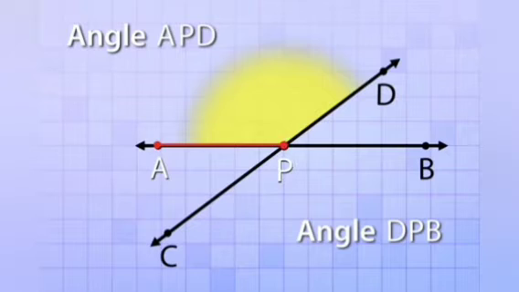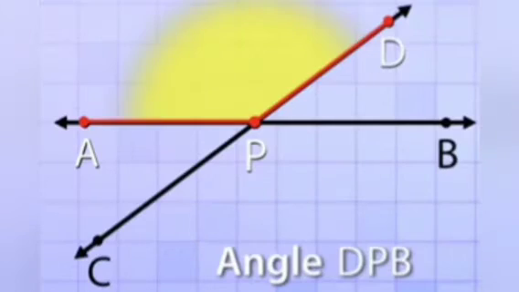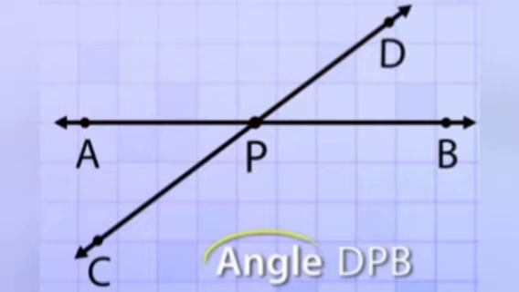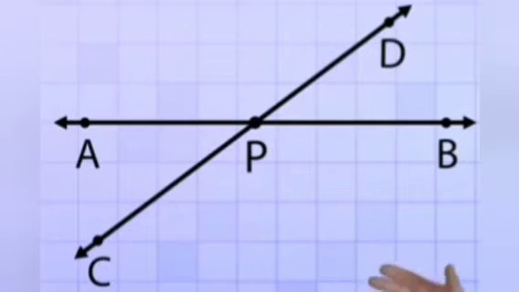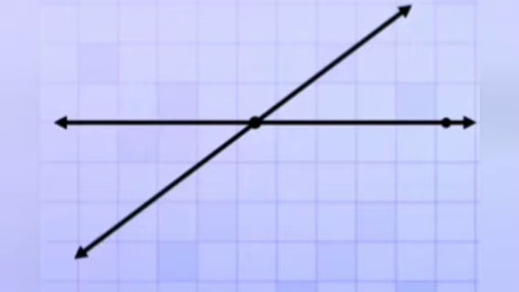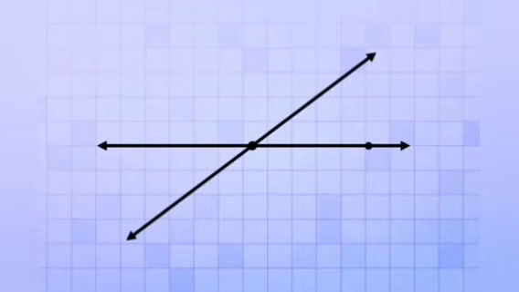Also, you have the points APD, which form the angle APD. Now we can replace the word angle with an angle sign like this. There is another way of naming angles. Imagine that the line segment between the two points of intersection can rotate around, just like a clock rotates around the center of a circle.